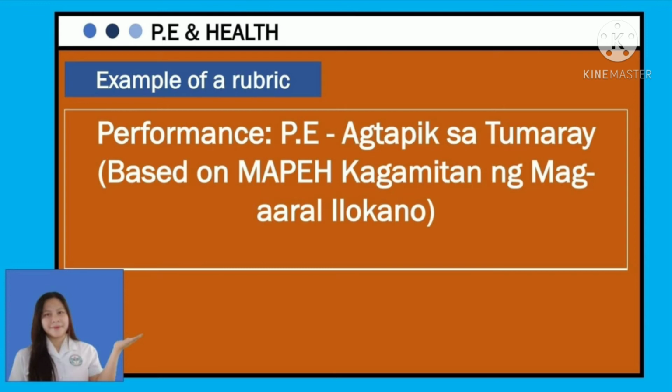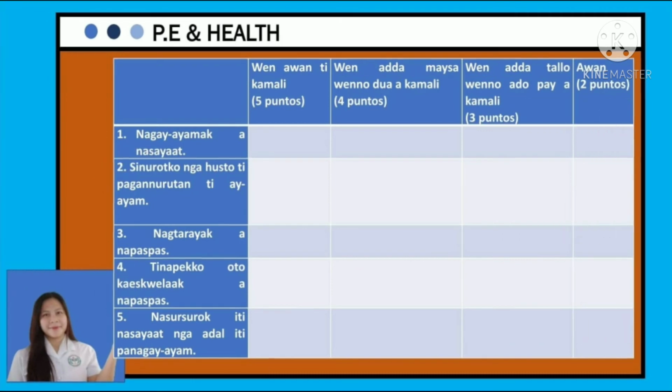It is based on MAPE, Kagabitan ng Mag-aaral Ilocano. We can see here a list of 5 criteria which are: number 1, nagay-ayamak a nasayaat. Number 2, sinorot ko nga husto ti pagannurutan ti ayayam. Number 3, nagtarayak a napaspas. Number 4, tinapik ko iti kaeskwelaak a napaspas. And number 5, nasursurok iti nasayaat nga adal iti panagayayam.